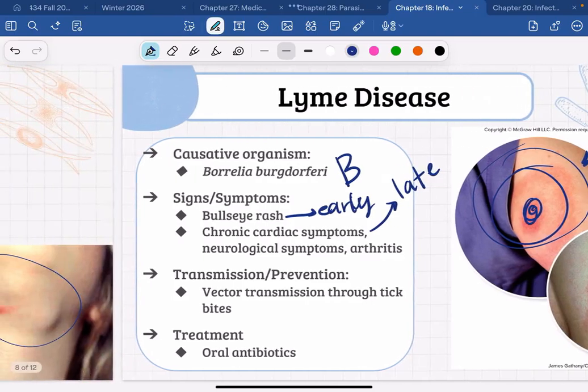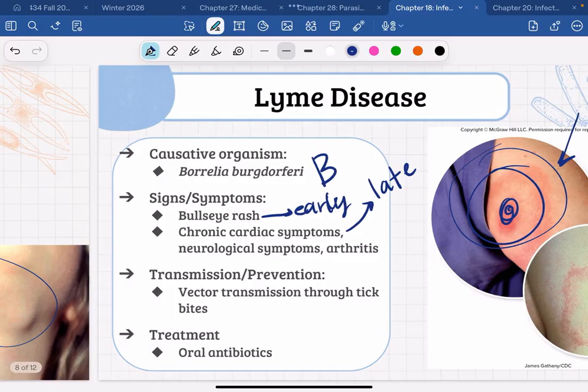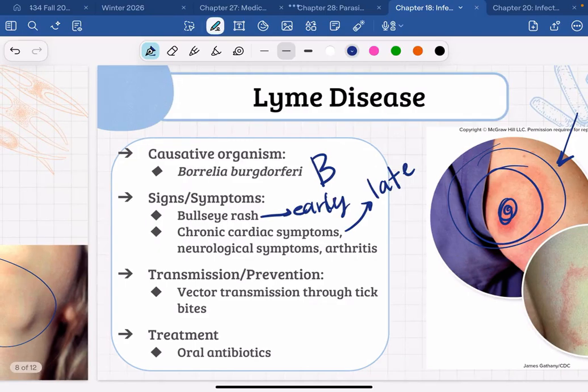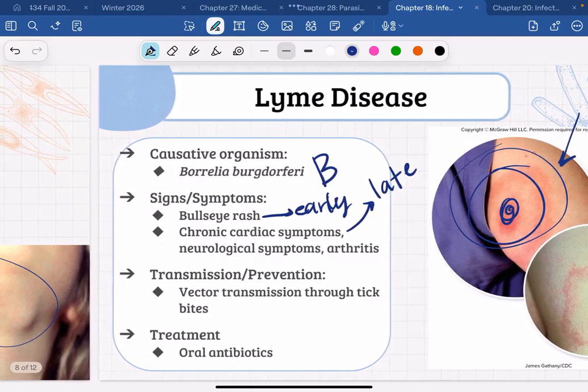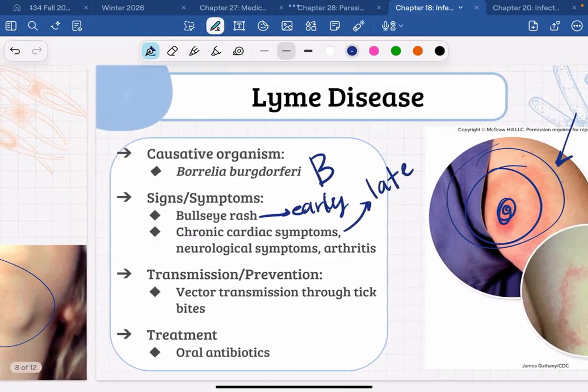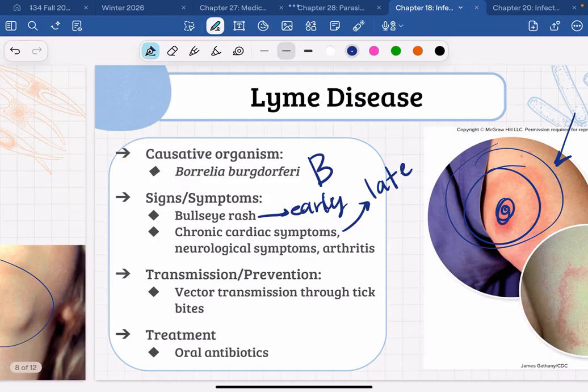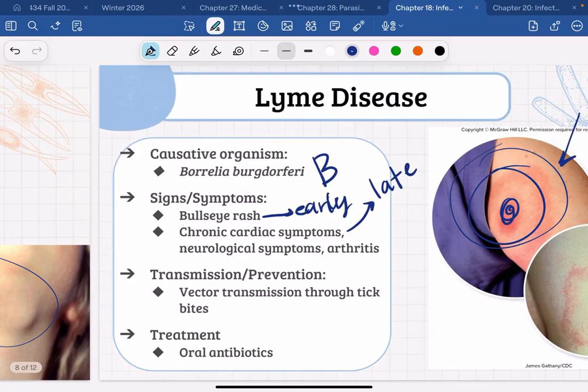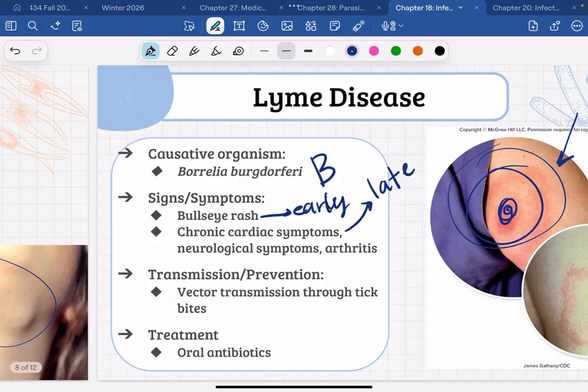Transmission of Lyme disease is vector transmission through tick bites. The ticks are the carriers of Lyme disease, and they transmit it through animals, usually forest animals like deer and elk. So anytime there are ticks in wooded areas, people are at risk. Lyme disease is actually a pretty common infection in the United States, particularly the south and eastern United States. There are ticks that carry Lyme disease in Louisiana. So always check yourself for ticks when you come home from walking outside.